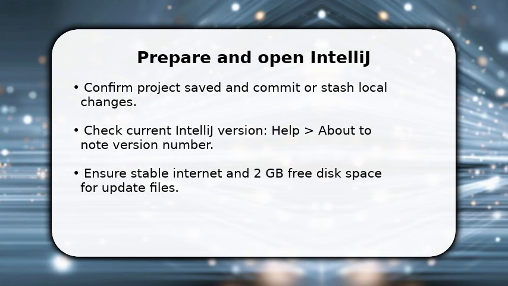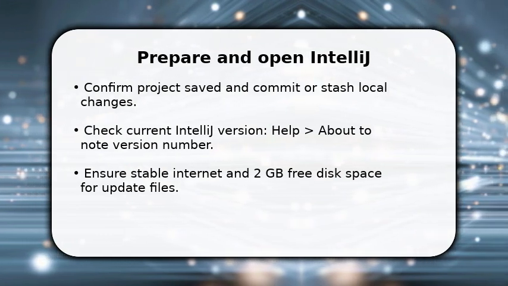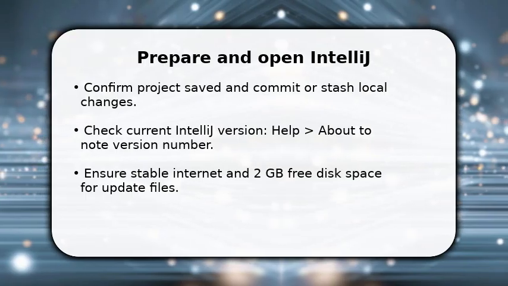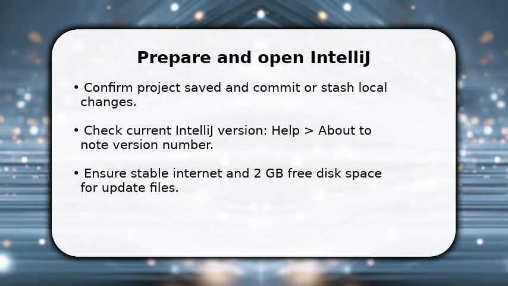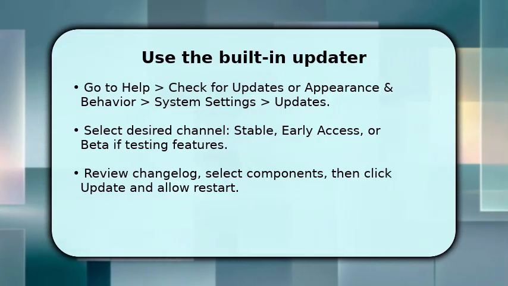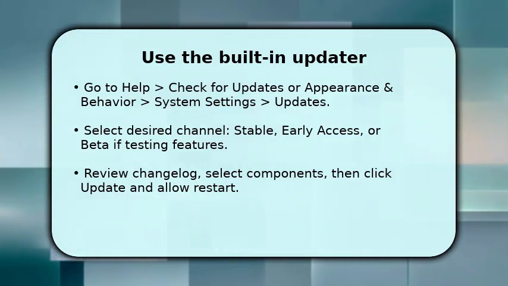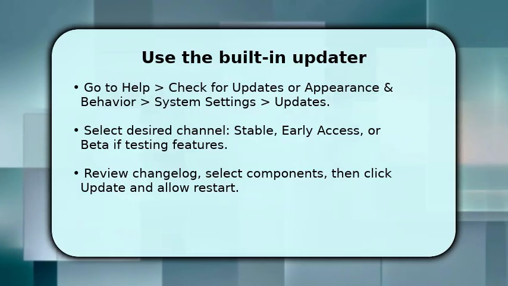You then run the built-in updater. Open Help, Check for Updates, or use Settings, Appearance and Behavior, System Settings, Updates. Choose the update channel you want: Stable for production, Early Access for previews, because that controls risk versus new features.